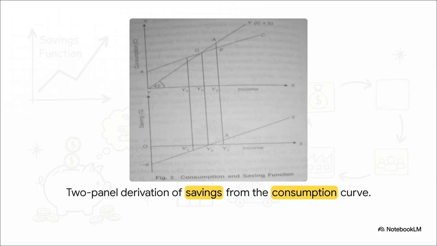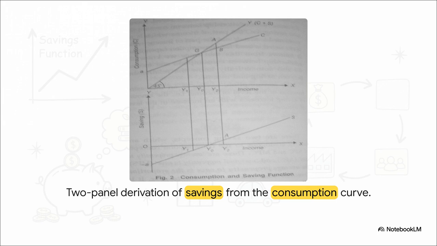Okay, let's dive into this. This two-panel diagram is really where the magic happens. Up on the top, we've got the consumption function. That's showing consumption expenditure plotted against income, and it includes that handy 45-degree guideline that represents the exact points where income equals expenditure. Now, down on the bottom panel, we have the savings function.